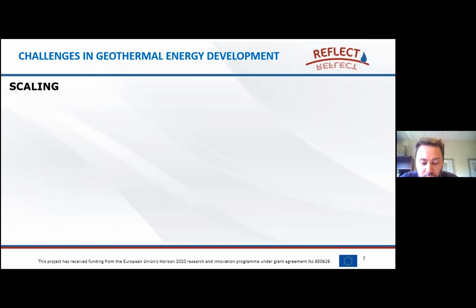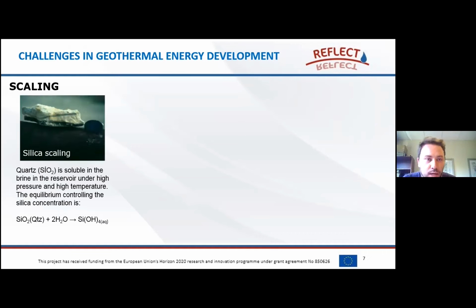So when we look at the scaling types in the power plant, one of them is silica scaling, of course. Silica is deposited from virtually all high temperature geothermal fluids and sometimes from some medium temperature geothermal fluids, of course. The mechanism of silica deposition is up to now neither simple nor well understood.